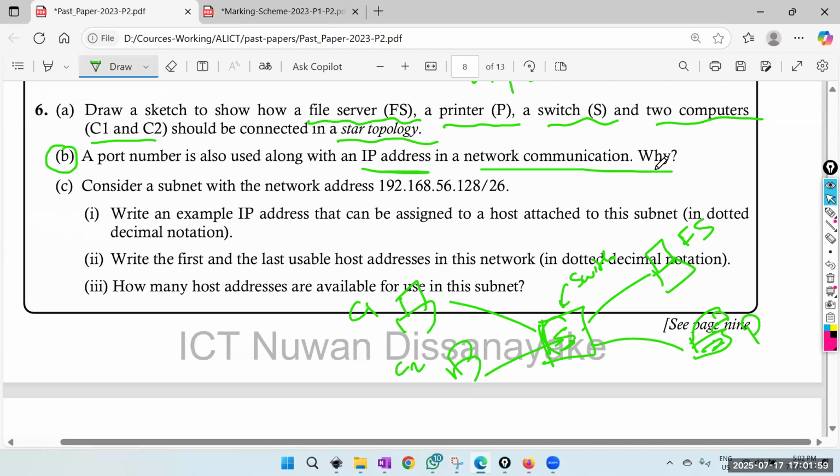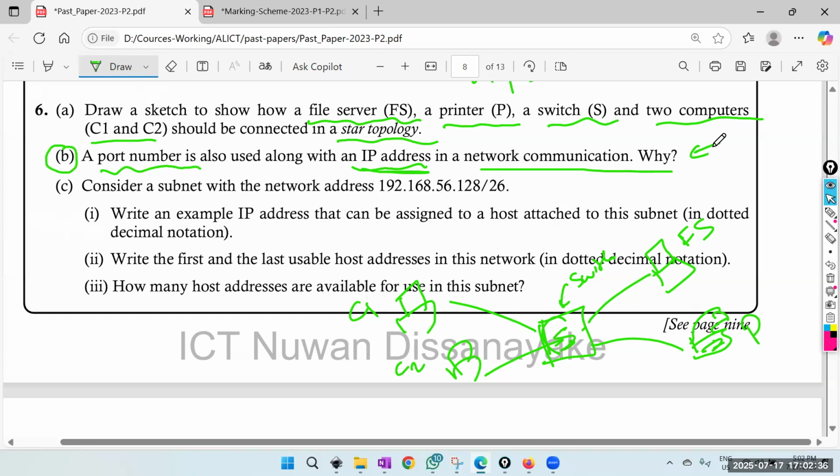Because you guys are going for the exams in 2, 3 months. I think your exams are in November, right? Can anyone tell me quickly? A port number is also used along with IP addresses in a network communication. Why? What is your A level answer? If you go to the A level exam, what is your answer? Just tell me or put it into chat. If you want to pass your exams, right, you must have the answers because we discussed this.